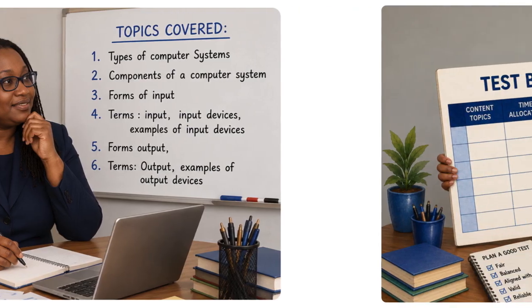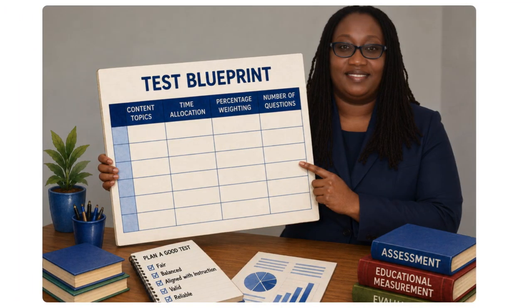A test blueprint, or table of specifications, is a planning tool used before writing a test. It helps teachers determine how many questions should be assigned to each topic based on the amount of teaching time devoted to that topic. Using a blueprint ensures that the assessment is balanced, fair, and aligned with instruction.